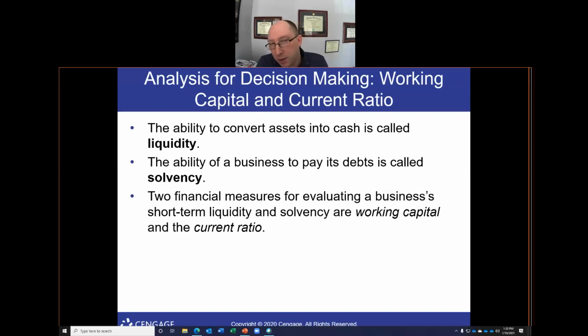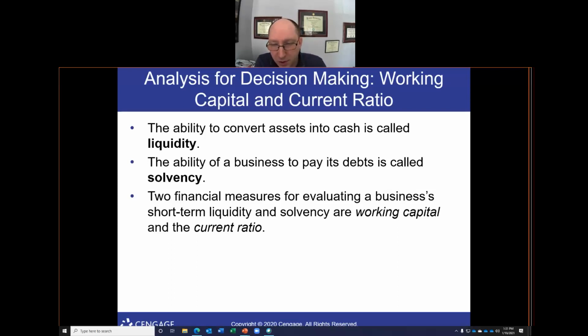Liquidity means how quickly can I convert my current assets into cash? How quickly can I sell inventory? How quickly can I collect an accounts receivable? That's liquidity. Liquidity measures the company's ability to turn things into cash, which helps the company to then pay its debts. Solvency. If a business is solvent, that means the business has the ability to pay all of its debts.